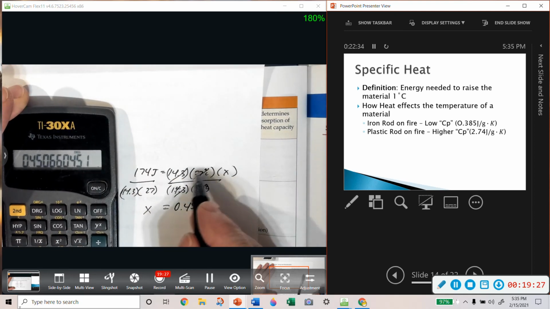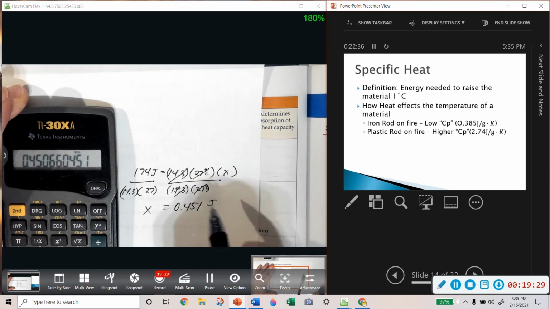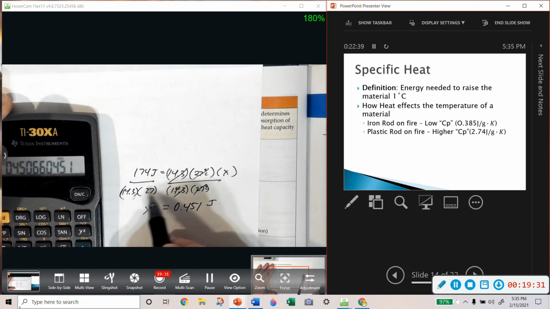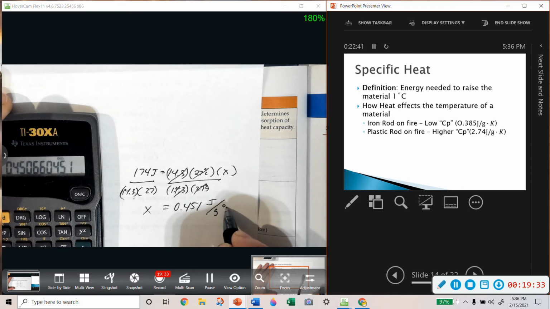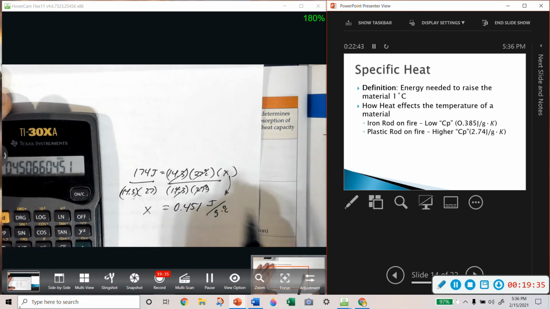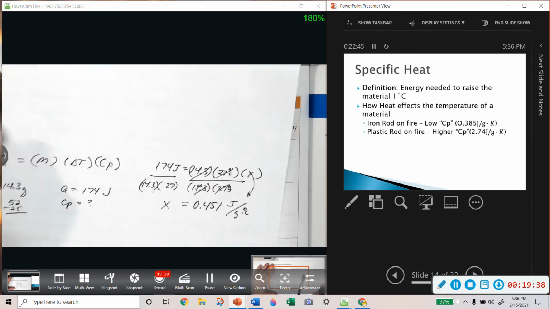0.451, and it's going to have all these units, joules on top, and then grams and degrees Celsius on the bottom, because it's a CP number. So I want all 3 units. And let's see if we got it right.